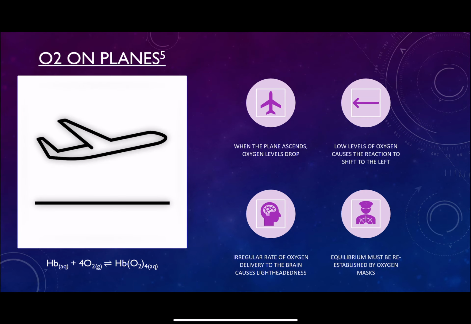Now picture this, you're taking off the runway. As the plane ascends to a significant level above the sea, oxygen levels begin to drop. This drop in oxygen relates back to Le Chatelier's principle, since there is a decrease in the partial pressure of oxygen, and equilibrium shifts to the left, which results in a lack of oxygenated hemoglobin. And since hemoglobin is not delivering oxygen to your tissues at its regular rate, your brain is deprived of it, causing you to feel lightheaded.